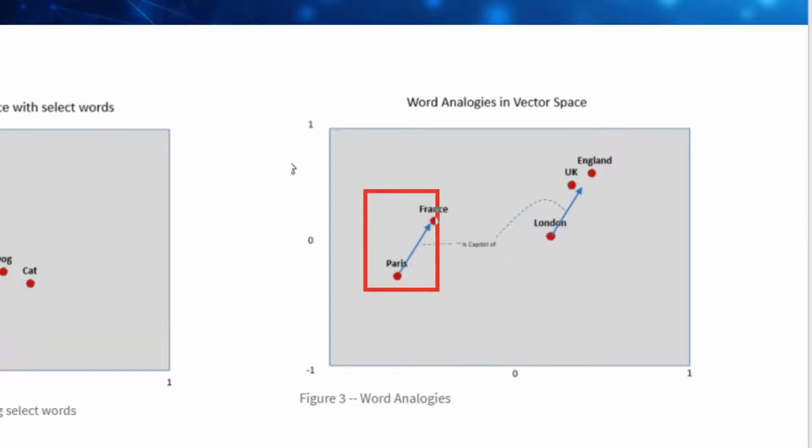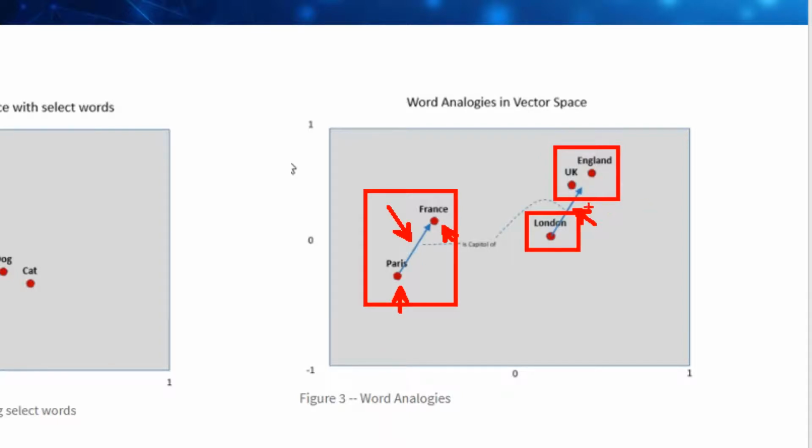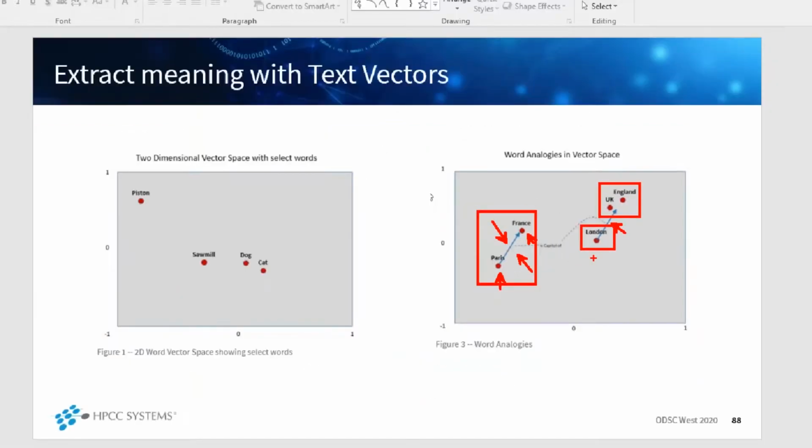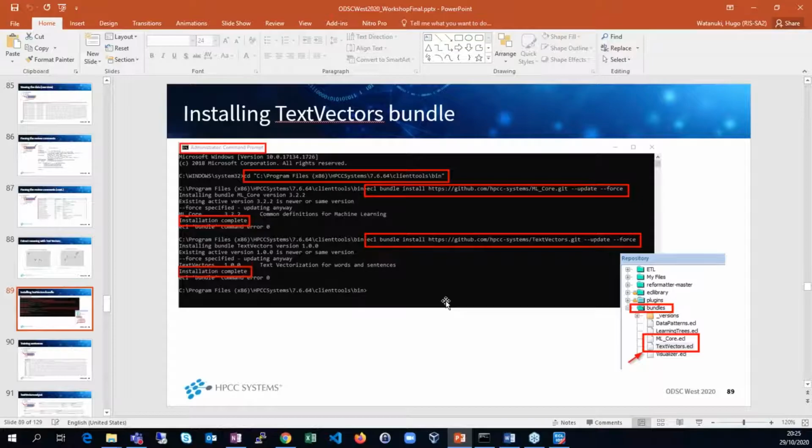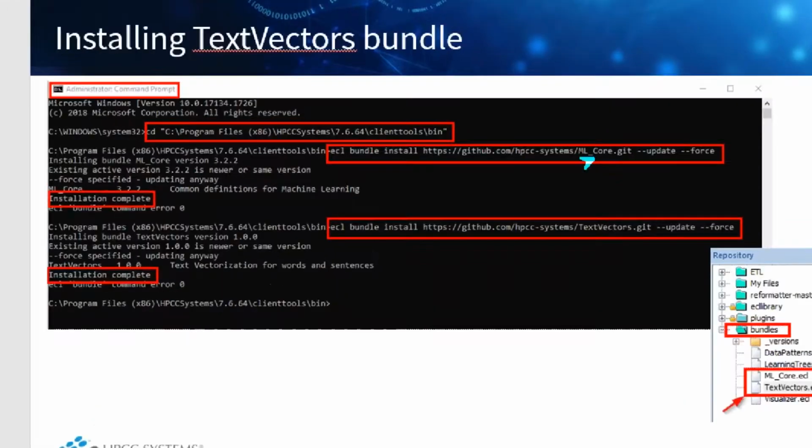For instance, if the text vector bundle learns from your training data that Paris and France in that text have a certain vectorial distance, and if you train your text vector model and it finds London in the text, with the same sized vector, it might find UK or England by analogy using vector sizes. Okay, so those are some of the features you can use with text vectors. And how do you get text vectors? You just install it, as we did with Visualizer. You need to install our machine learning core bundle, and right after, the text vectors bundle. Very similar to what we did with the Visualizer bundle.